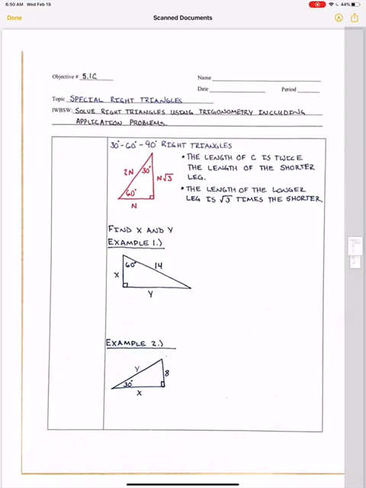Alright, today we're going to look at solving special right triangles with 30, 60, 90 degree right triangles. So this is another type of special right triangle.